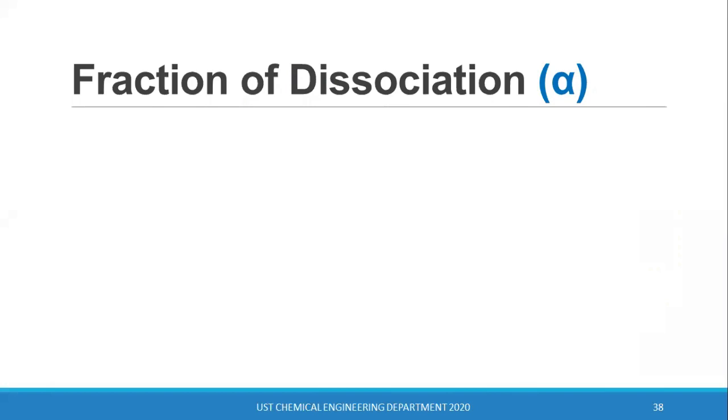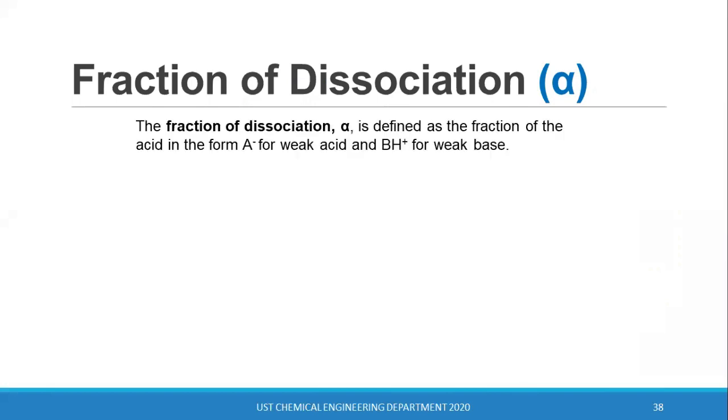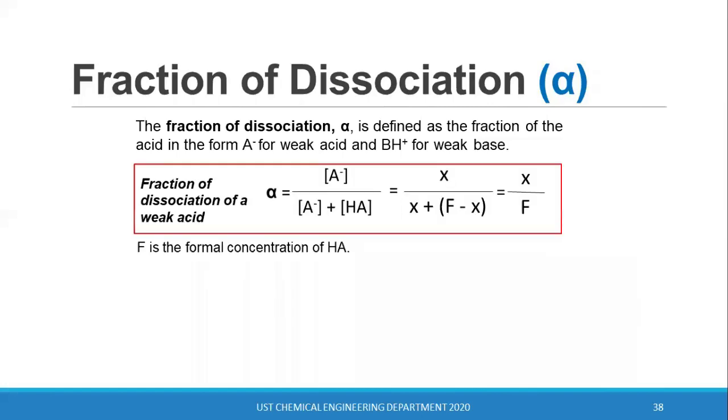Let us now introduce another concept, the fraction of dissociation alpha. Some books may call it percent dissociation. It is defined as the fraction of the acid in the form of A minus for the weak acid and BH plus for weak base. Basically, inaalam lang natin kung gaano karami ang nag-dissociate. The formula for fraction of dissociation for acid and weak base is given by the following formula.